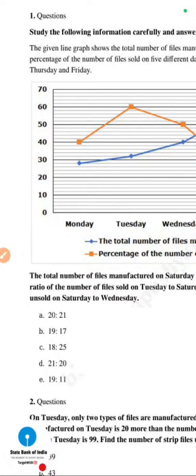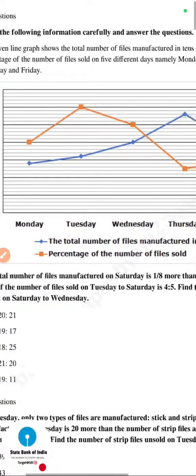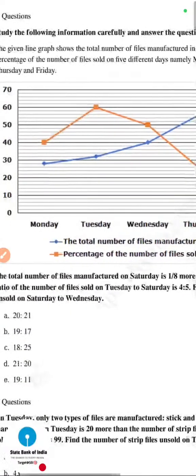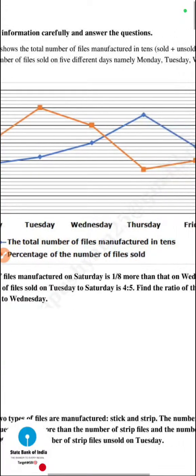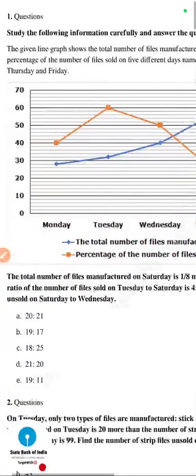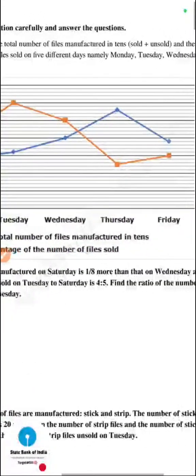Next blue line is 320. Next one is 400. Next one is 54... wait a second, 50, 52, 54, 56. Next one is 560. So the last one is 38, so 380. So we get 280, 320, 400, 560, 380.